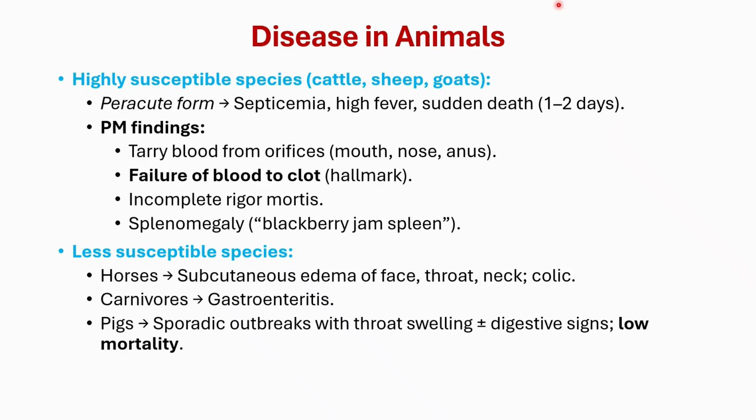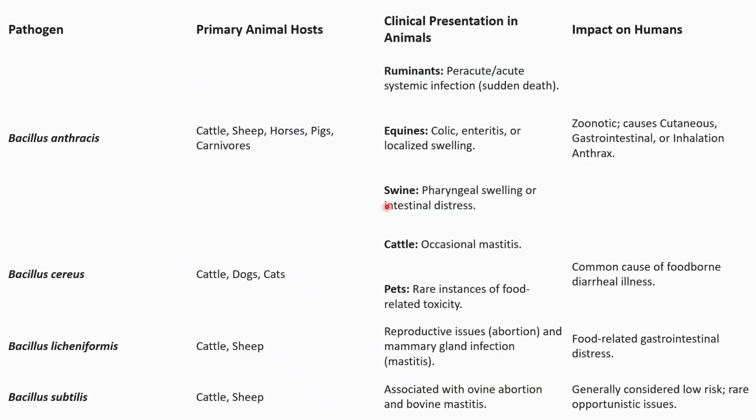In horses, anthrax commonly causes subcutaneous edema of the face, throat and neck, and may be associated with colic also. In carnivores, the infection usually results in gastroenteritis following ingestion of contaminated meat. In pigs, anthrax occurs sporadically and is characterized by throat swelling with or without digestive signs, and is typically associated with a low mortality.